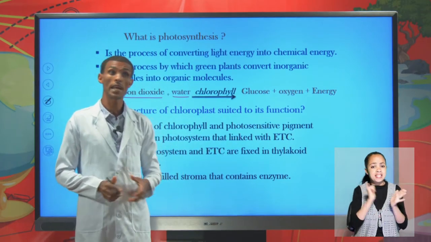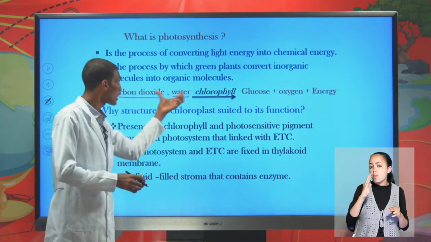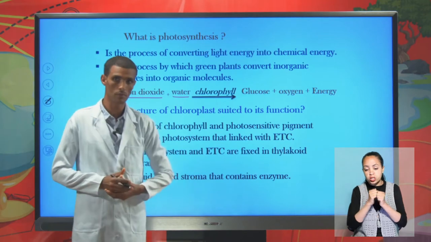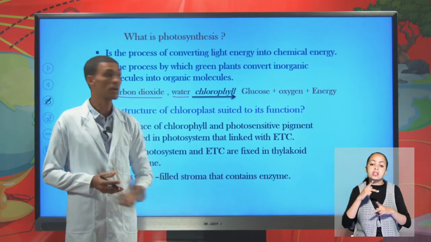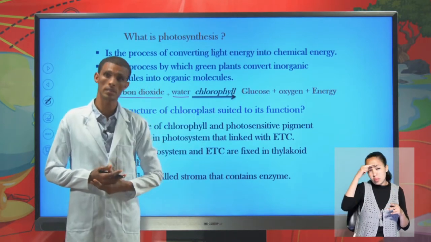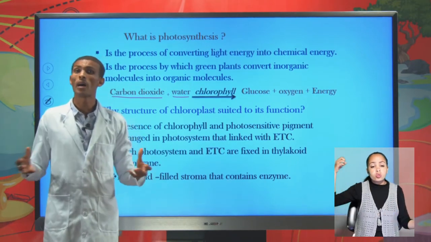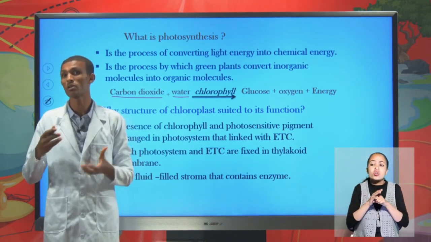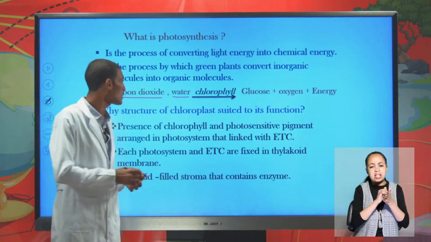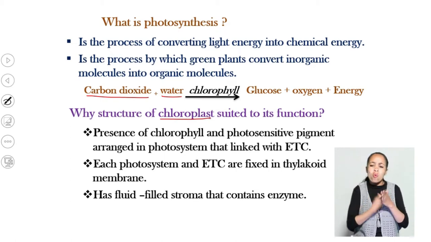Photosynthesis is said to be an anabolic process, because smaller molecules join together to form a larger molecule. It is also considered an endergonic process, because energy is stored in the form of glucose. Photosynthesis, the process involved in sustaining the ecosystem, takes place in a membrane-bounded organelle called chloroplast. Students, do you know what chloroplast means?